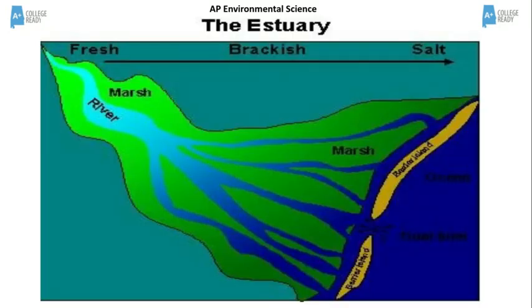This graphic shows a diagram of an estuary. Notice the river water is fresh water and the ocean water is salt water. But the water in the estuary is referred to as brackish, since it is intermediate between fresh and salt water. Also notice the barrier islands that protect the marsh and the estuary from the ocean waves.